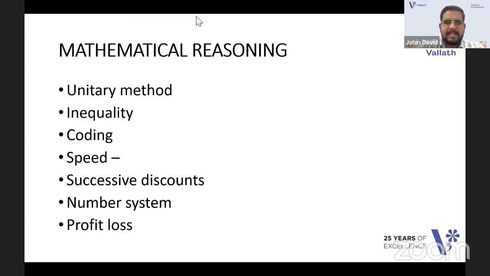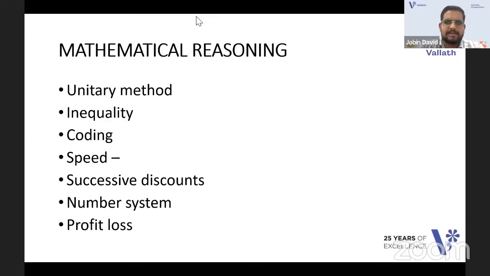And an inequality question, that is a new topic that surprised me. That is not on the syllabus. Actually it is an inequality that you learn in abstract mathematics. So you said less than or equal to 2, less than infinity and all, it came. So that is the one that surprised me. Next one, coding speed, successive discounts, number system, profit and loss, we discussed a lot.